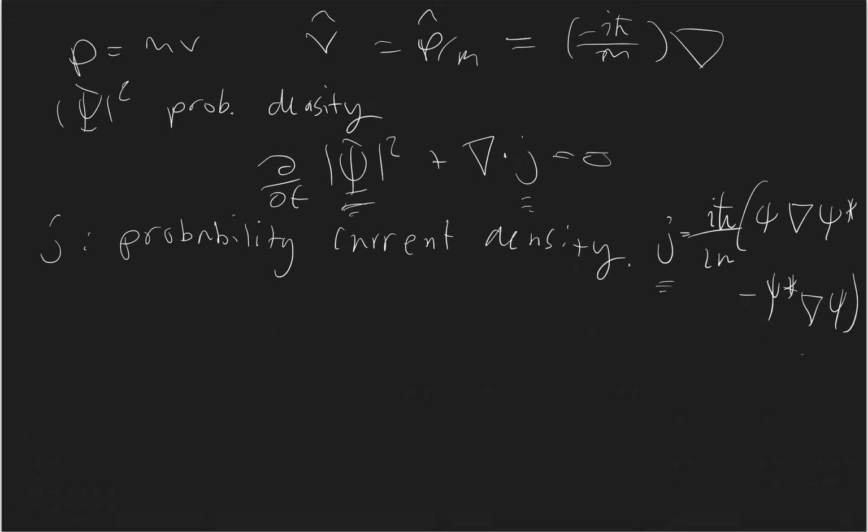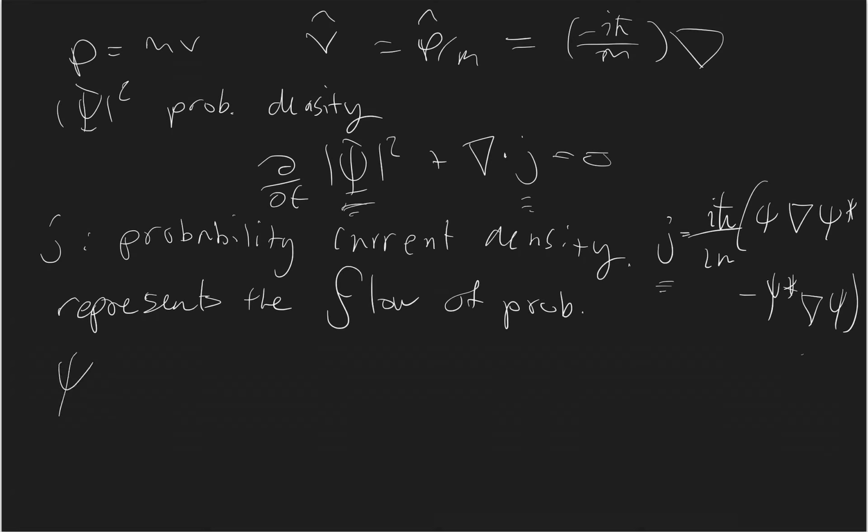So this is a local equation, and you can think about it as representing the flow of probability. And with this flow of probability, for a real wave function, let's say psi, the current density is 0.